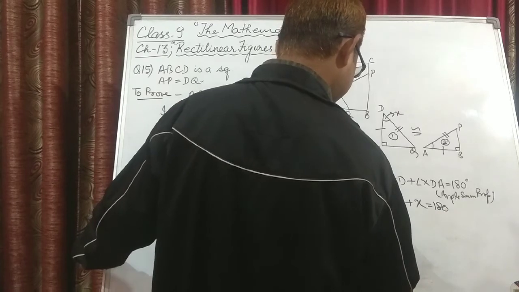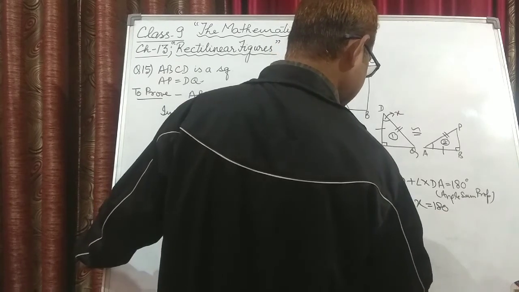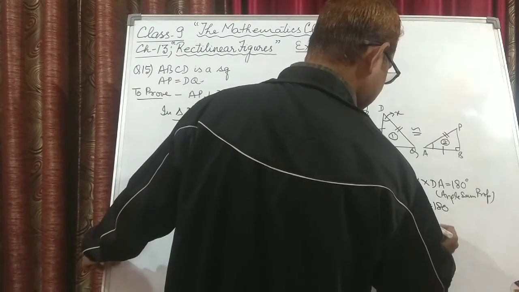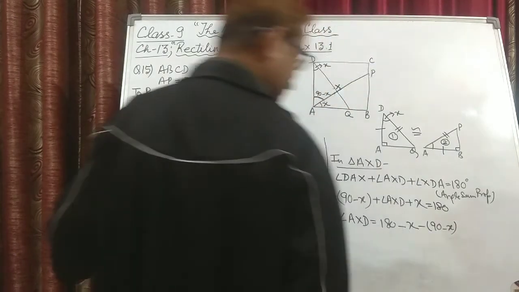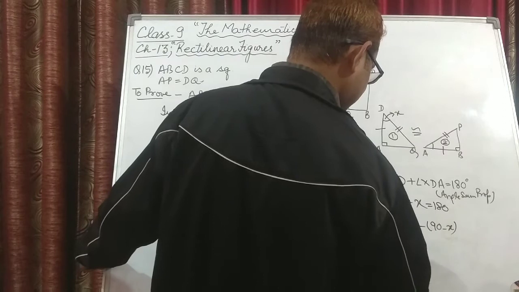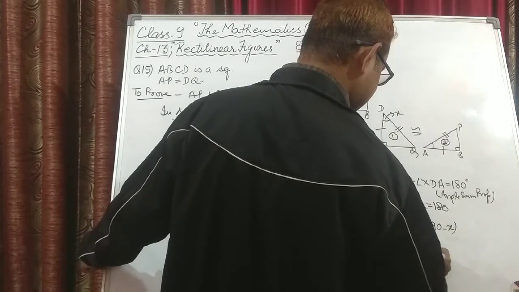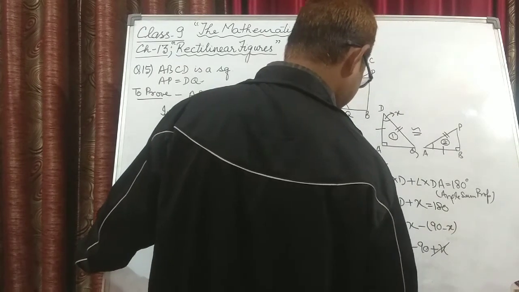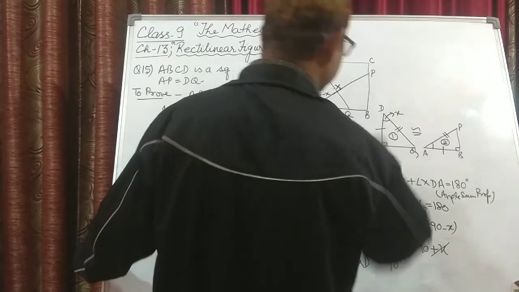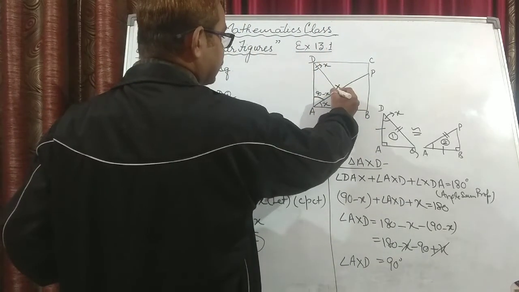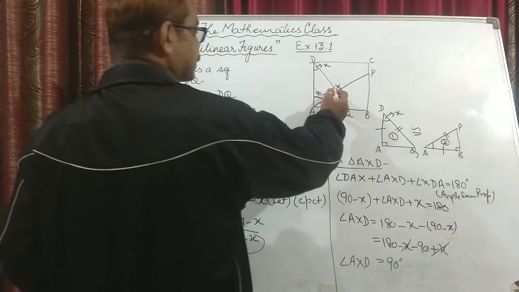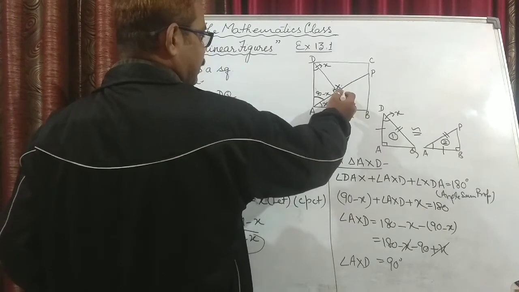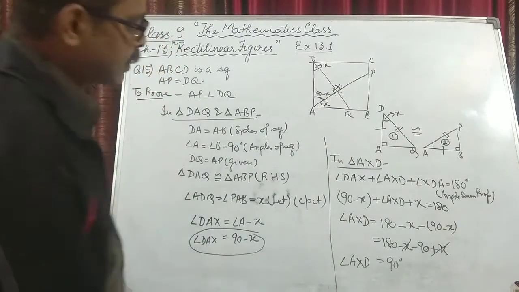So angle AXD will be 180 minus X, minus (90 minus X). When you open the bracket, it will be 180 minus X minus 90 plus X. Plus X and minus X will cancel. 180 minus 90 is 90 degrees. Angle AXD is equal to 90. This means this angle we have calculated is 90 degrees. If this is 90, then this has to be 90 because it's a straight line. If this is 90, then obviously this is 90. So all the angles are 90 degrees.